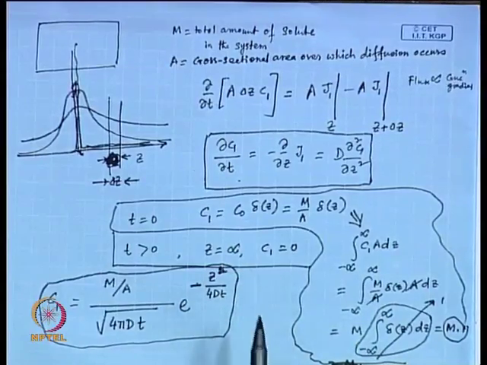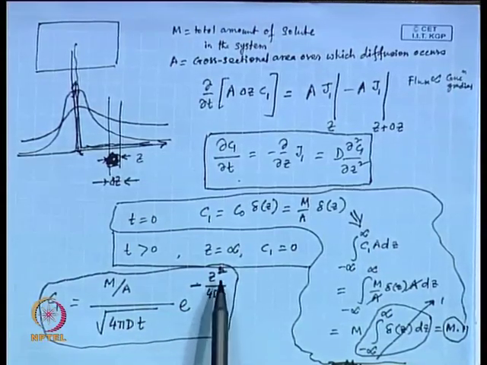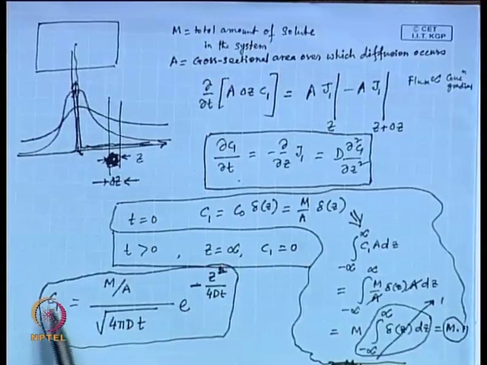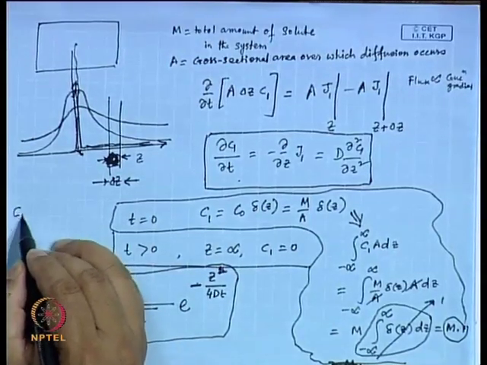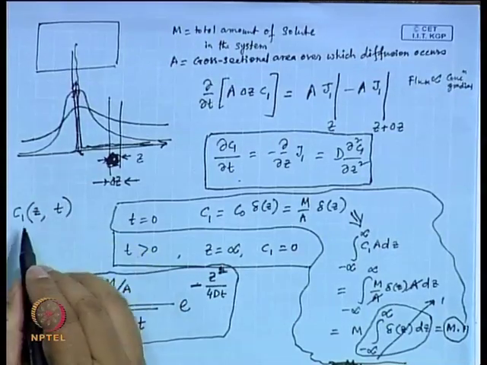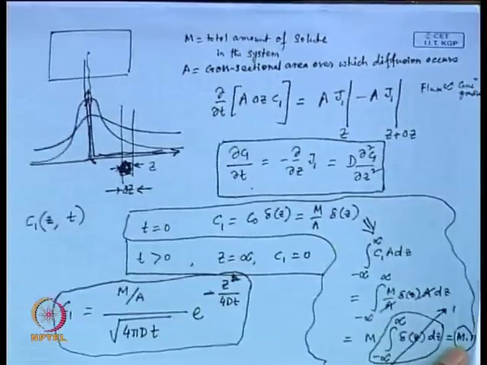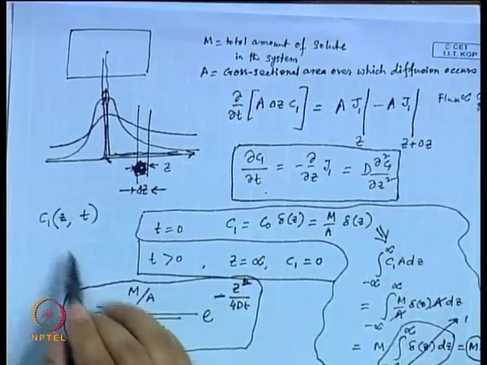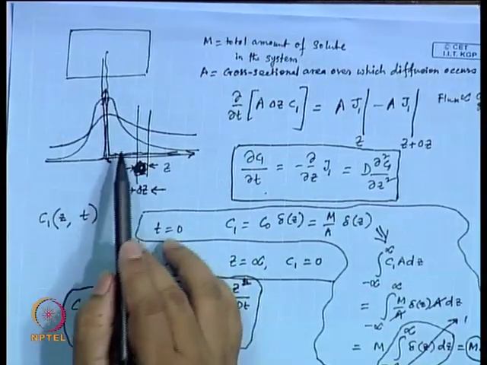Now, if you solve this equation, you will get this final form: C1 is equal to m by a square root of 4 pi Dt, e to the power minus z square by 4Dt. So, basically what we said at the outset is that concentration C1 is a function of z and t, that means space and time.